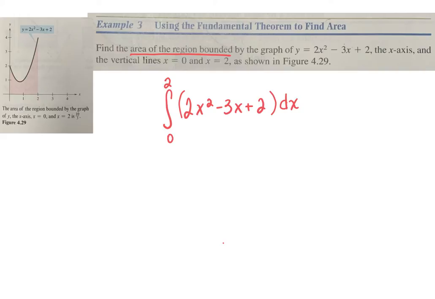And then I'm just going to take it. So how do I take the integration here? It's x squared. My new exponent is going to be 3. So it's going to be 2/3 x cubed minus, my new exponent is 2, so 3/2 x squared plus 2x. And I'm going to do it from 0 to 2.